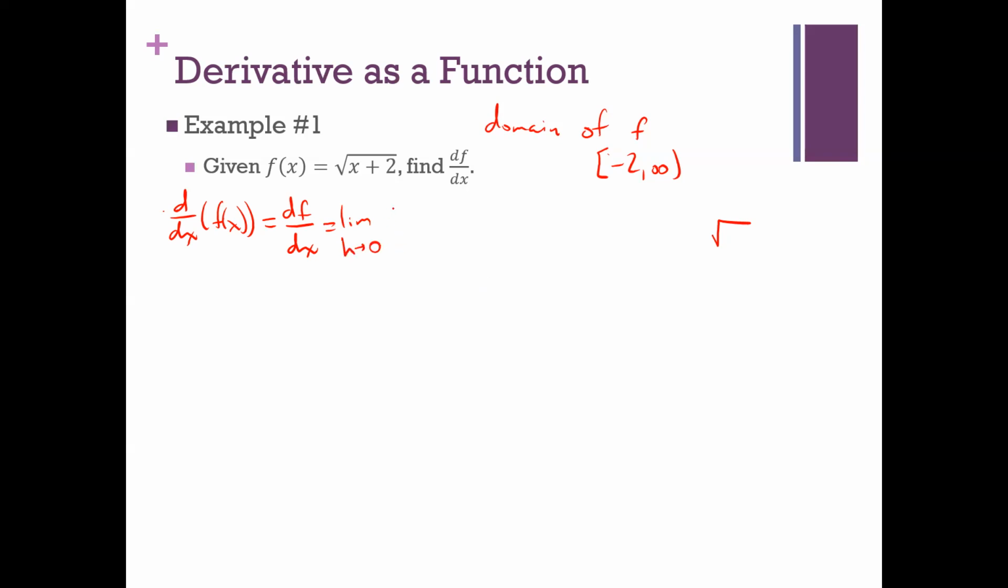So I want to find a derivative. All derivatives come from the same place, this limit. So the limit as h approaches 0 of the square root of x plus h plus 2 minus the square root of x plus 2, all over h. So not a limit I can evaluate yet, but is there a way I can start working up to that? What's a good way that I can manipulate this?